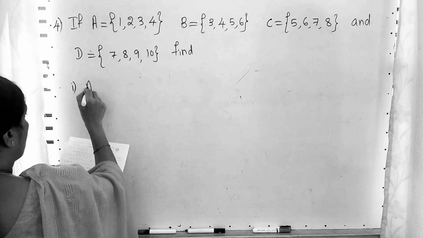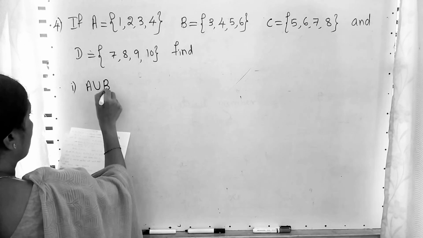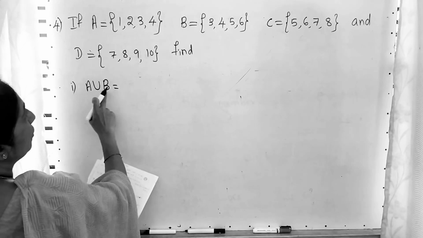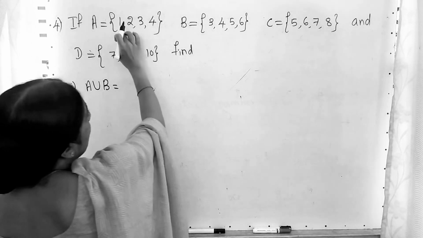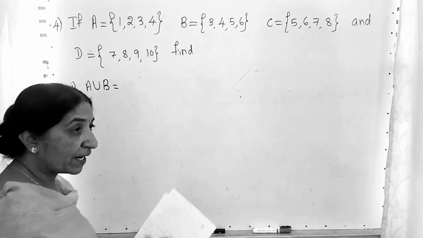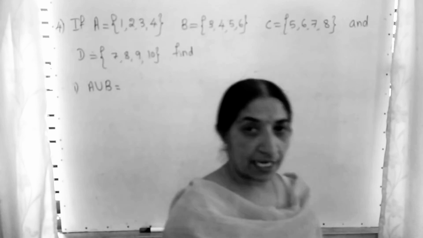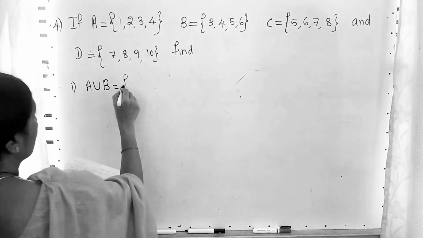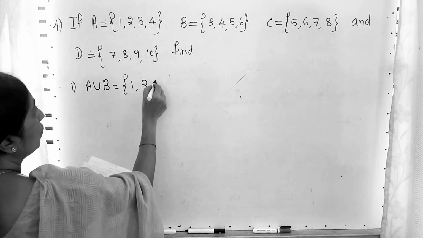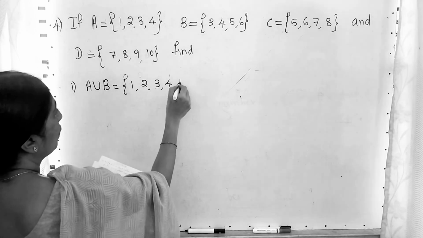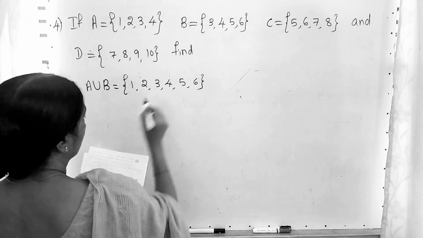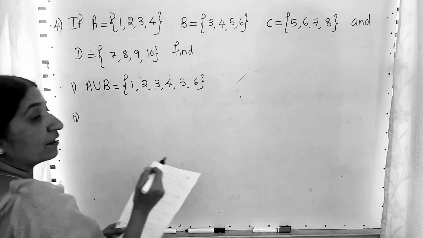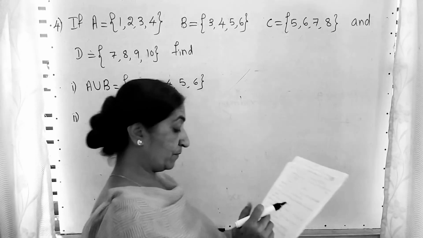First question, A union B. With the question only I will write the solution also. A union B means we are combining both A and B. Combining means we are writing the elements from set A, from set B, and also the common elements. Yes, students, tell me the answer. 1, 2, 3, 4, 5, 6. See, is it easy and interesting or what? If the students get the answer, then they feel it is very interesting.